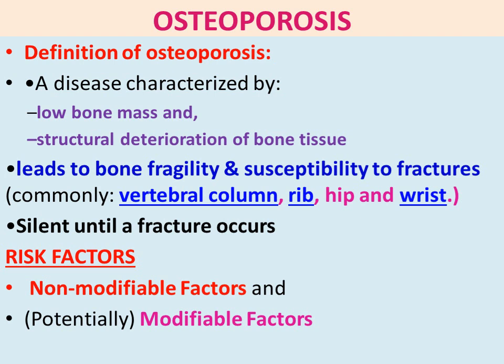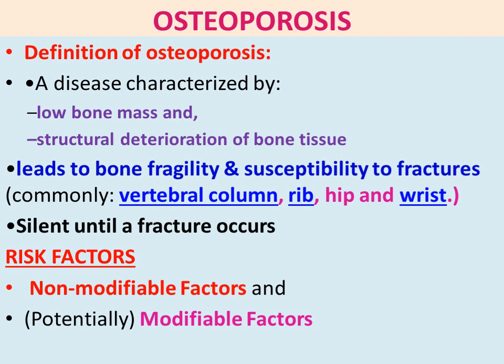Then again, osteoporosis is also defined like this: a disease characterized by low bone mass and structural deterioration of bone tissue. So, low bone mass and structural deterioration of bone tissue leads to bone fragility and susceptibility to fractures. So, bones become brittle and they are susceptible to fracture easily. Commonly affected bones are vertebral column, rib, hip, and wrist. So, these are the main bones which fracture easily.